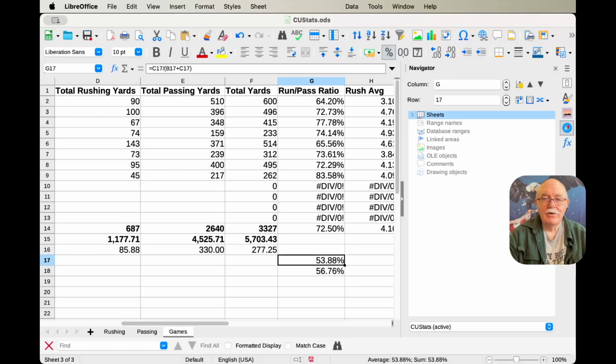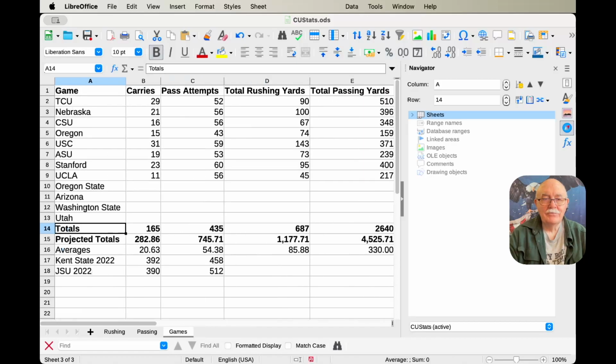So the number that's going to have to change if Colorado wants to have any chance at all of winning these upcoming games, is this percentage here. They need to run the ball more. They're averaging 20.63 runs per game. They need to average 30. If you look at TCU, they ran the ball 29 times, and they were very successful against TCU. Against Nebraska, they ran it 21 times. Colorado State, where they struggled, they ran it 16. Oregon, where they got blown out, they ran it 15.